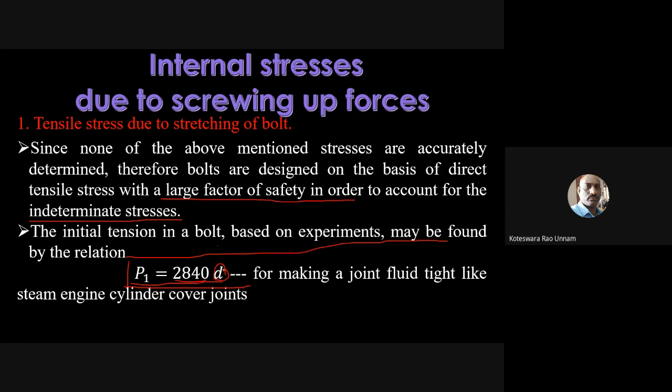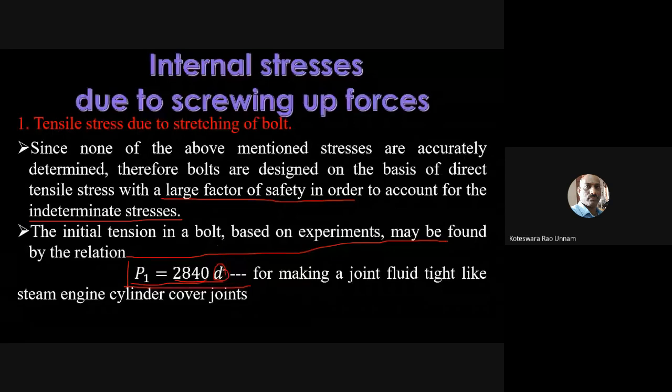So that means suppose I have an M20 bolt with me. So 20 is the nominal diameter for the bolt. Now I want to find out the initial tension in the joint because of the tightening of the joint.